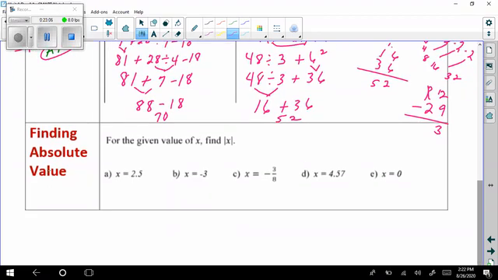So finding the absolute value. Absolute value means strip the sign. Just drop the sign. So 2.5 does not change. There is no sign shown. It just stays 2.5. Negative 3, drop the sign, so it's just 3. 3/8, drop the sign, it's just 3/8. No sign here, so just keep that as is. No sign shown, don't worry about it. And 0, absolute value of 0 is 0. There's no sign already, it's right on the dot.